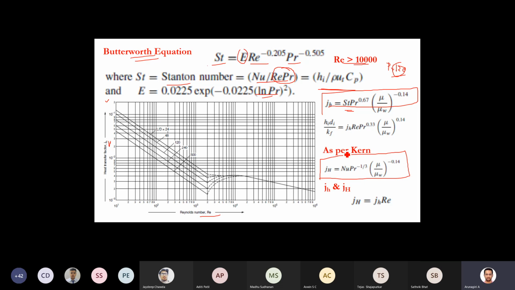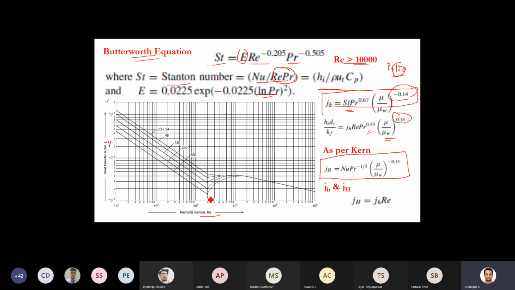Okay, you will get this type of equation. So jh you have to calculate, that is hd by k is equal to jh, Reynolds number, Prandtl number power 0.33, and viscosity. Here you have to see the difference. This is plus 1/4, this is minus 1. Okay. So this is the way you can use this chart to find out the heat transfer coefficient.